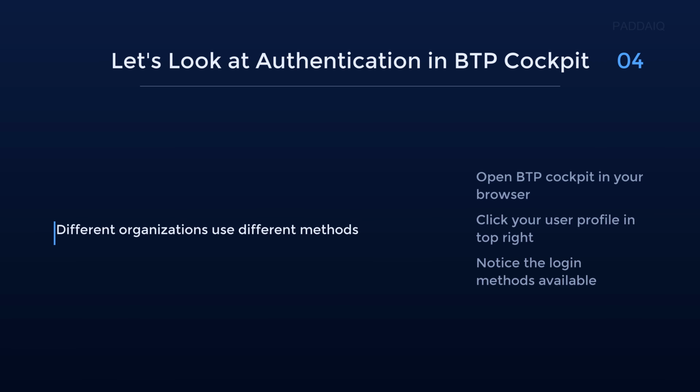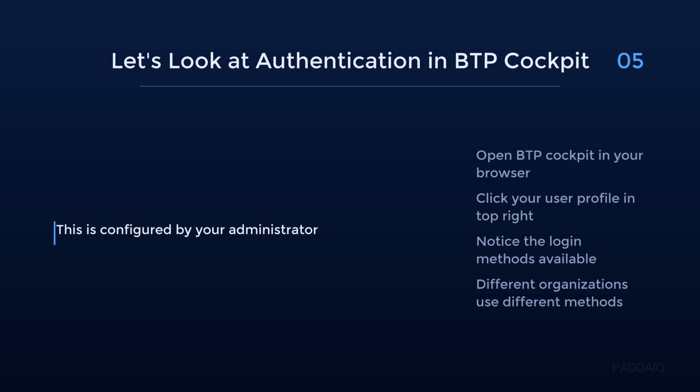Different organizations use different methods. This means companies can choose how users prove their identity when logging into the BTP cockpit. For instance, one company might use a standard username and password, while another uses a single sign-on from their corporate network. This flexibility allows each organization to select the authentication that best fits their existing security setup.